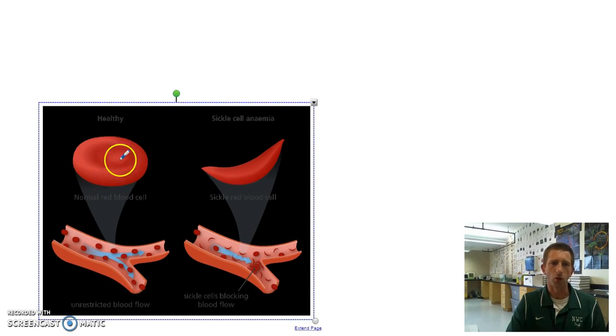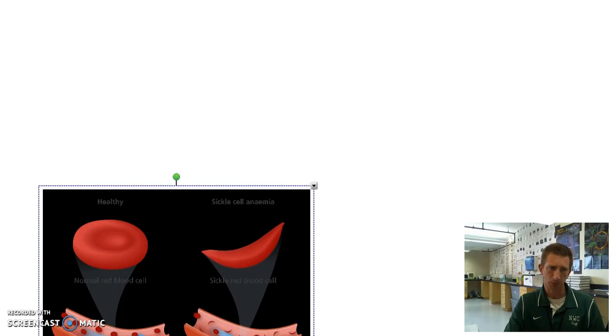So this is what a normal red blood cell looks like. And a person who has sickle cell anemia, some of their red blood cells, they don't make the protein hemoglobin correctly. And so some of their red blood cells are shaped like a sickle. Now, round red blood cells flow very nicely through capillaries and veins and arteries. But sickle-shaped cells don't. They get caught, they get clogged, and they make clots. And that's not good, okay?